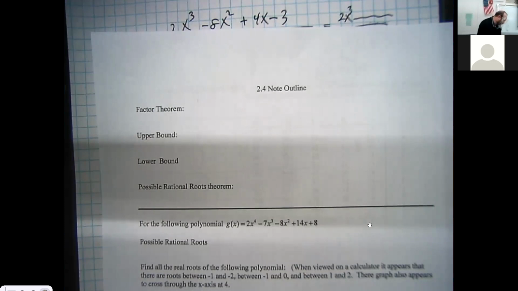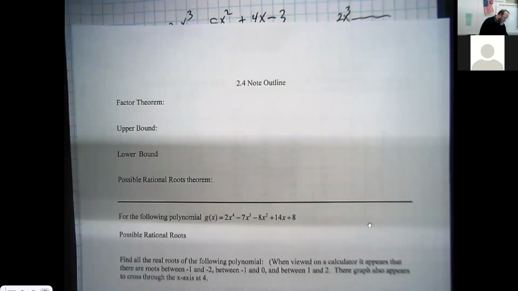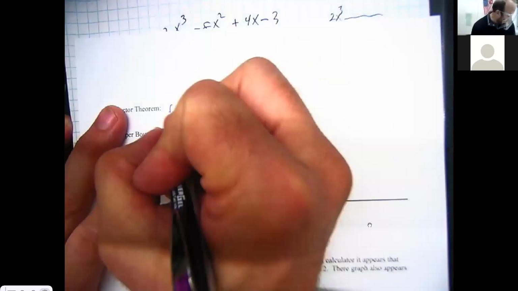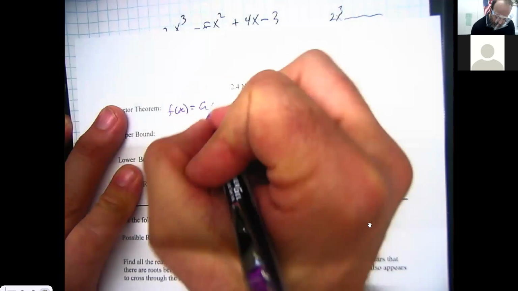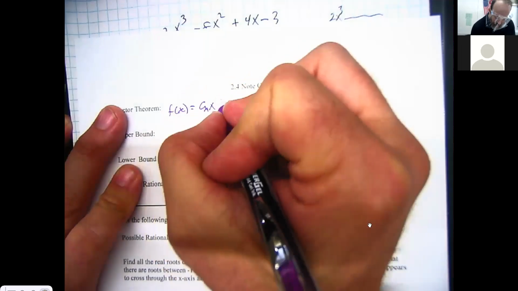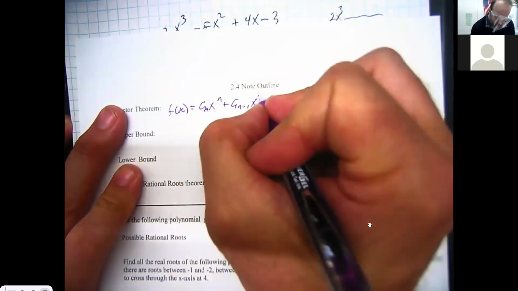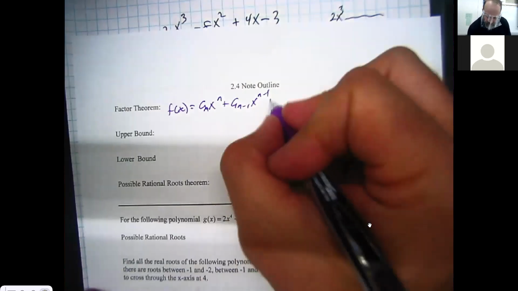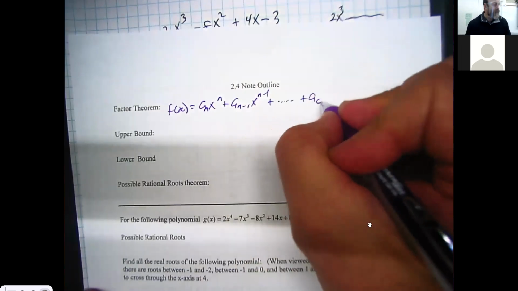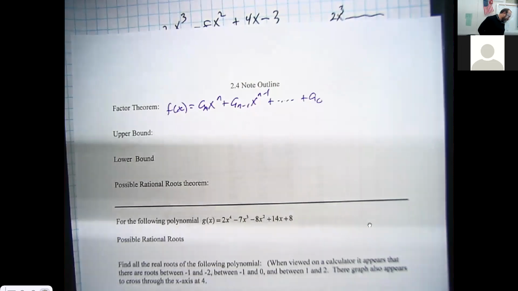But the factor theorem says the following. So keep in mind, our whole goal is to take problems that are very, very difficult to handle and turn them into something that's a little bit nicer. So our factor theorem basically says if f of x is some polynomial in standard form, a sub n x to the n, a sub n minus 1 x to the n minus 1, all the way down to a sub 0. That's kind of the standard form that we've been doing.